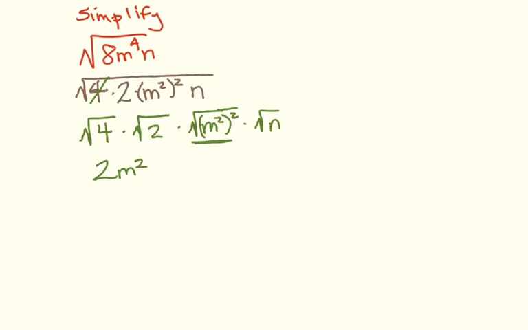And neither 2 nor n are perfect squares, so neither of them can come out from beneath the radical sign. So they will stay in. And our answer will be 2m squared times the square root of 2n.